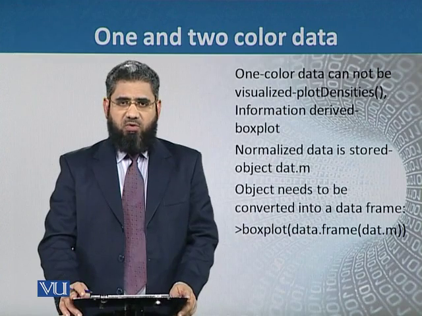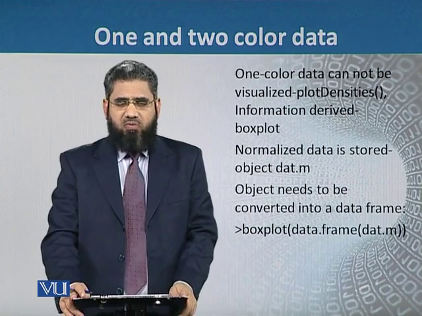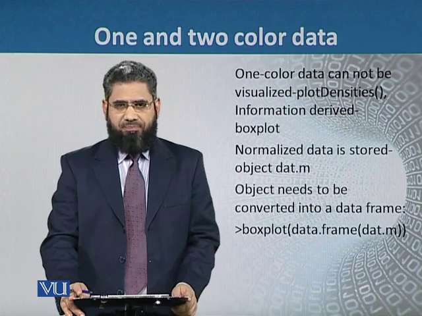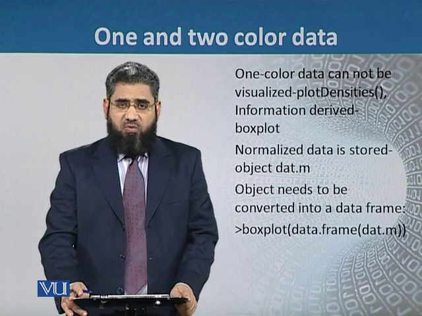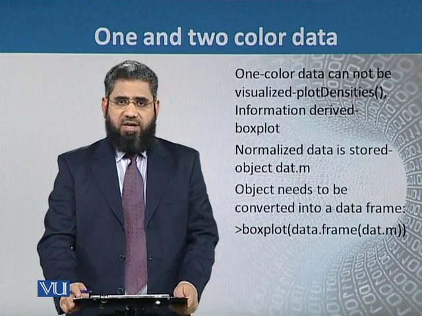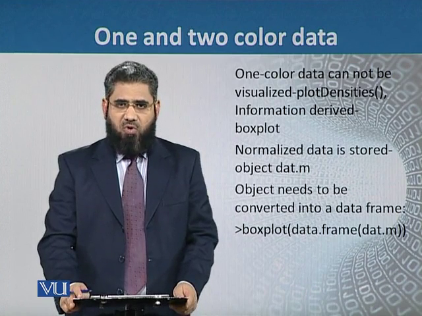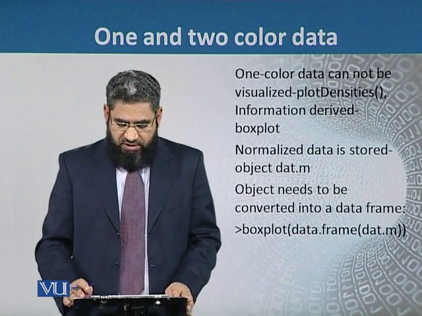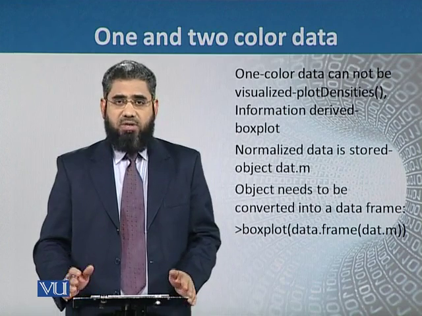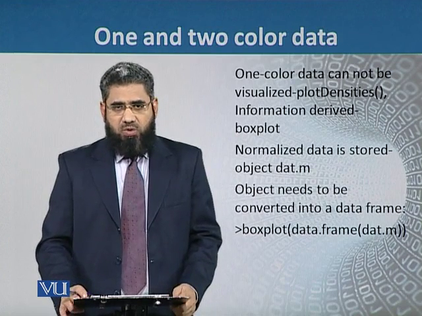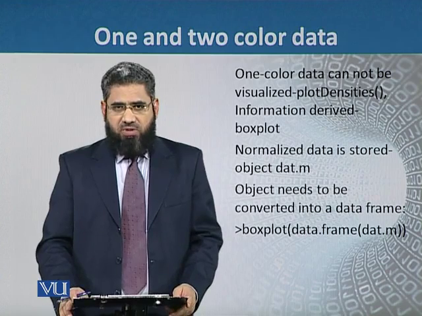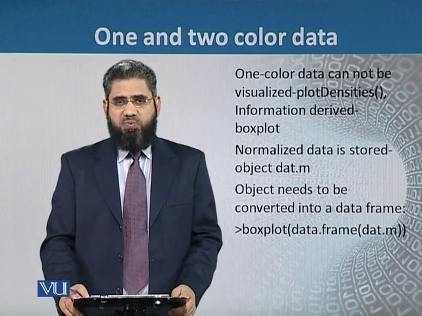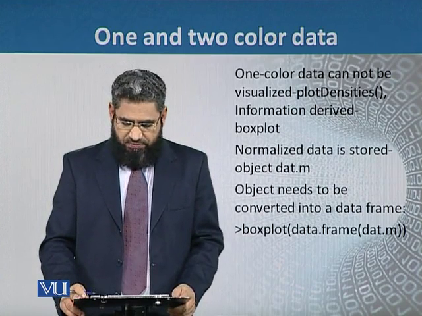In order to check the quality of one color Agilent data, we have to use some different tools as compared to the two color Agilent data. In one color Agilent data, we cannot visualize the data as in the case of two color Agilent data. So for one color data, we have to use other types of tools as compared to the two color data. In this case we will use the box plot instead of MA plots.